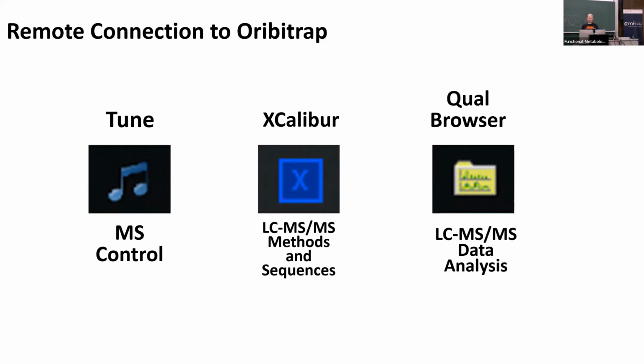But most important for us now is the computer side, and basically these three vendor software tools from Thermo. This is Tune, then Excalibur, and Qual Browser. Tune controls just the mass spec itself. Excalibur controls the mass spec and coordinates it with the LC, so we write our sequences in there and acquire the data through Excalibur. And then Qual Browser is the Thermo-specific visualization tool where we can look at the data.